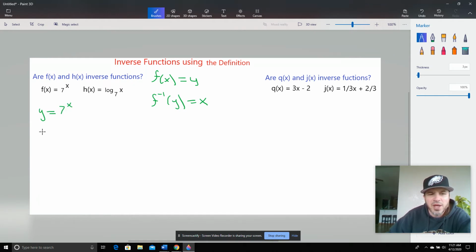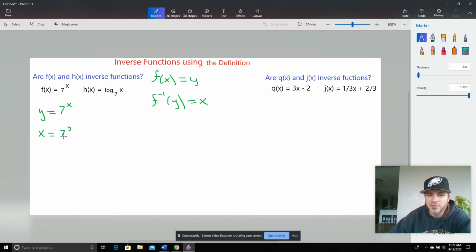So what we can do then is say, if this is what f looks like, we can just switch the x and the y around to see if it's going to look like the h. Of course, we have to solve for y, because y is what we want to make it equal, because that's how you name a function, with the y, right? Now that we've switched the variables, that's the definition of inverse functions. We need to solve it back for y.